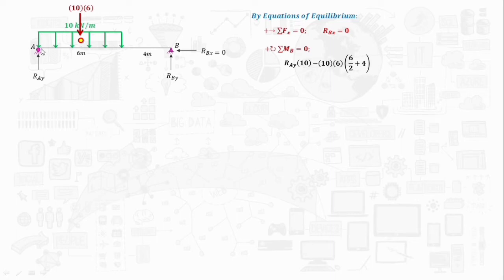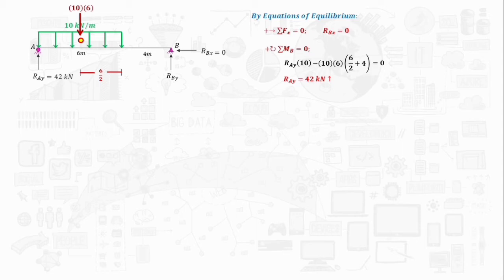Tama? So, since this is a rectangular na load, ibig sabihin, yung centroid is nasa gitna siya. Tama? Nasa center. So, half lang siya nung base natin na 6. So, 6 over 2. Kaya, RAY times 10 minus 10 times 6 times 6 over 2, papunta kay B, 6 over 2 plus 4. Yung distance niya galing dito, papunta dito, is 6 over 2 plus 4. Equal sa 0. Okay? So, therefore, makuha natin si RAY, which is equal to 42 kilonewton.